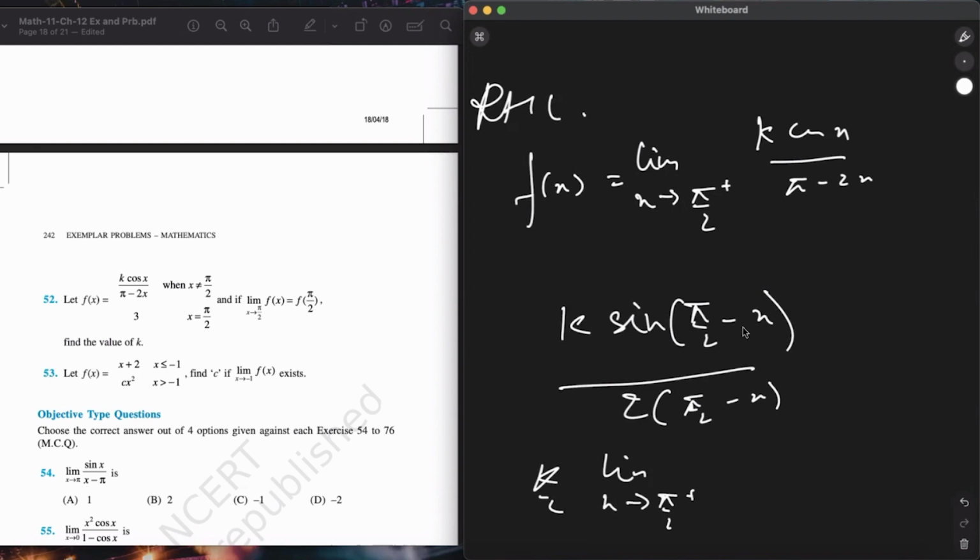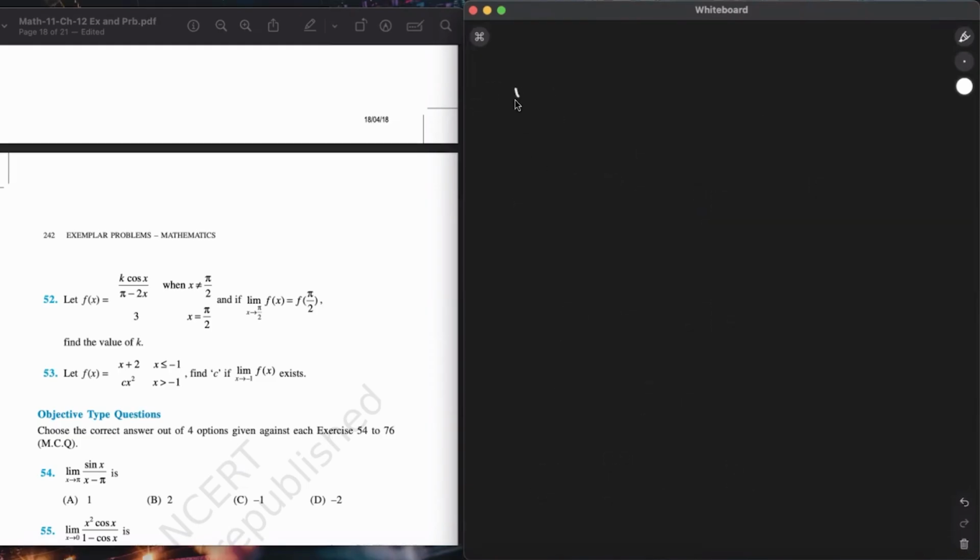So it is again making this whole thing like sin y by y, where y is tending to 0. And again, this value will return 1. So it will be k by 2 as well. So my RHL equals my LHL equals k by 2. So from here we can conclude that the limit for the function exists.